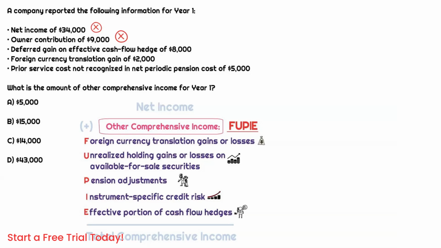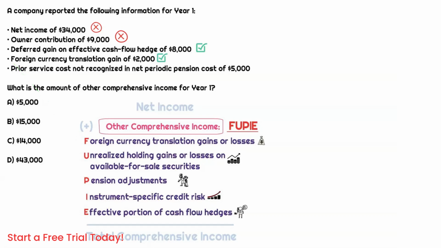Deferred gains on the effective portion of cash flow hedges. The key words here are effective portion of cash flow hedges, right? That is the E in our FOOPB mnemonic. So this is going to be a gain, which would therefore be an increase to the total amount reported in other comprehensive income. So we're at $8,000. The foreign currency translation gain of $2,000 is also going to be an increase to other comprehensive income, right? This is the F in our FOOPB mnemonic. So now we're at $10,000.